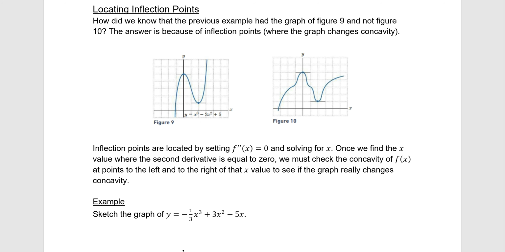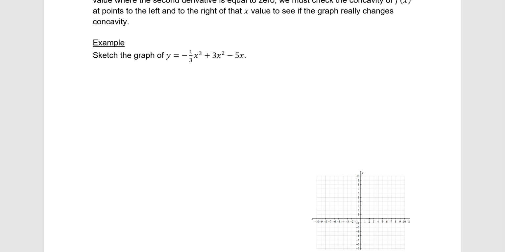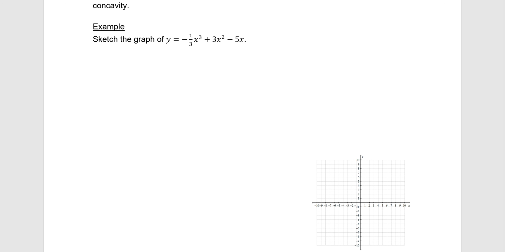Inflection points are going to be located by setting f double prime equal to 0 and solving for x. Once we find the x values where the second derivative is equal to 0, we have to check the concavity at those points using a number line, just like we did with the slope with relative max and min. So let's go ahead and graph this function right here. So let's take the derivative, and then take the second derivative. Always get those out of the way first. So taking the derivative, we end up getting negative x squared plus 6x minus 5.